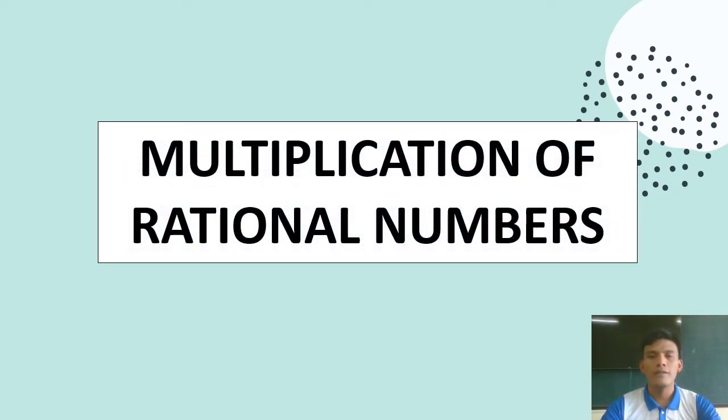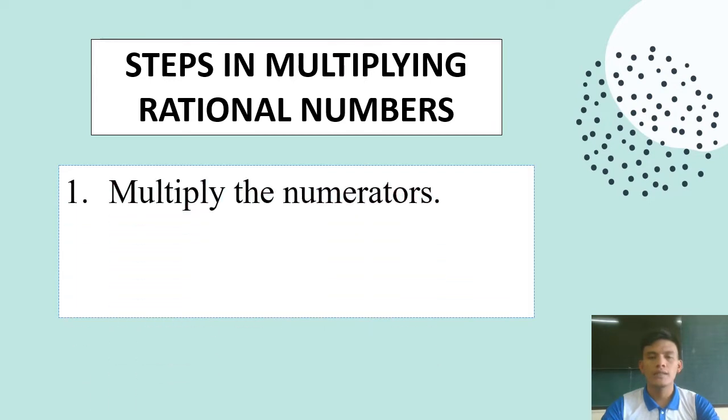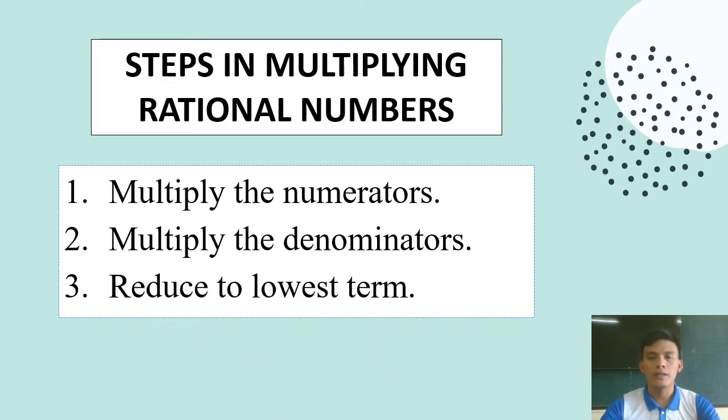Multiplication of rational numbers. Steps in multiplying rational numbers. Step 1. Multiply the numerators. Step 2. Multiply the denominators. Step 3. Reduce to lowest term.